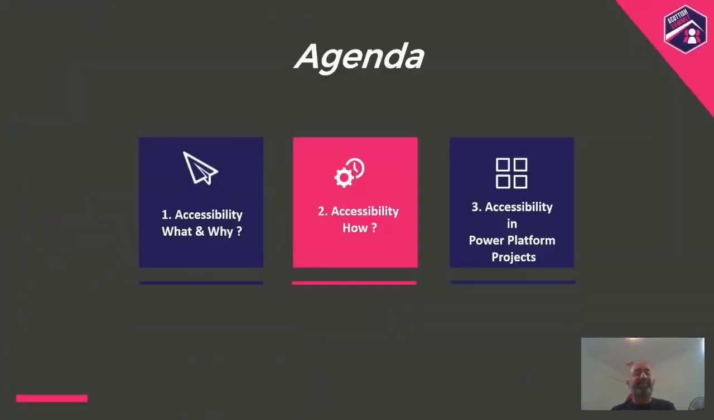And the agenda for today: I have divided this topic into three segments. First, I will be discussing what accessibility is and why we should follow accessibility. The second part will be about how to achieve accessibility in our projects. The third part will be accessibility in Power Platform projects. So particularly when we are working with Power Platform, what things we need to consider to make our projects accessibility compliant.